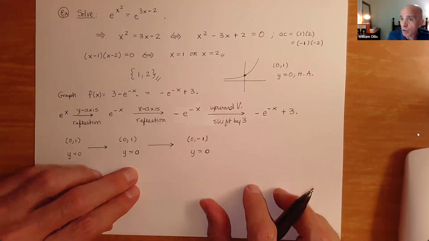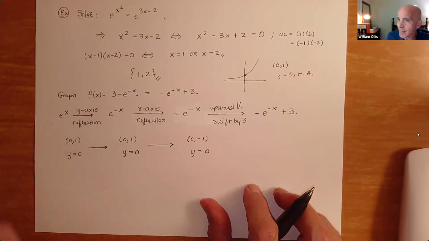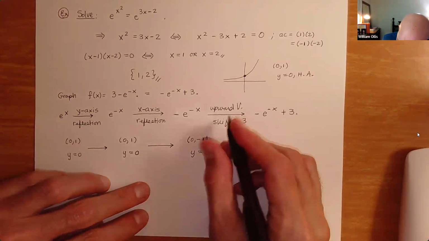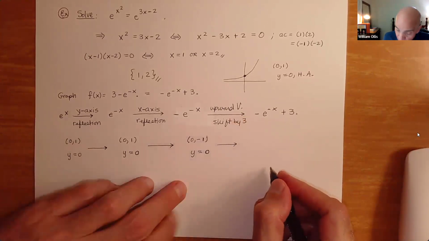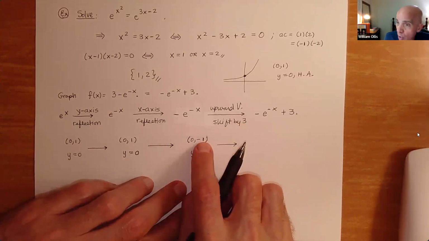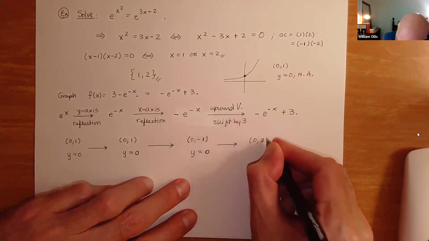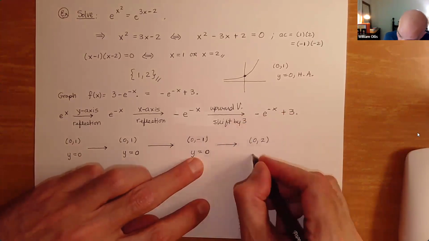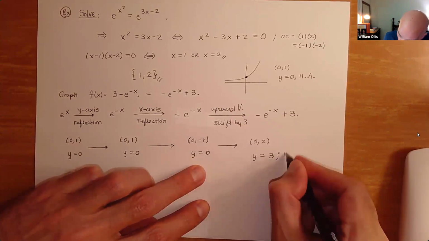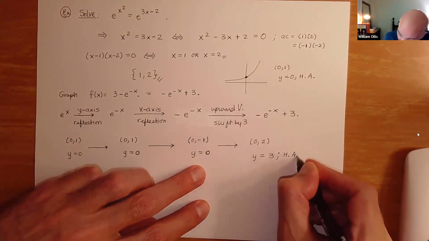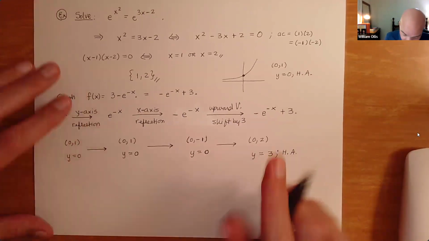Again, y = 0 is just the x-axis. So if we're reflecting in the x-axis, that is unchanged. And lastly, we do an upward vertical shift by 3. So we'll add 3 to all the y-coordinates. This will give us 0, 2. And then, of course, y = 0 becomes y = 3. So now we have a new horizontal asymptote of y = 3 and a new point, 0, 2.